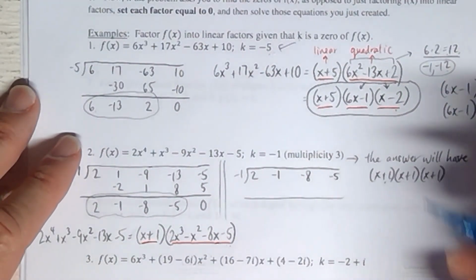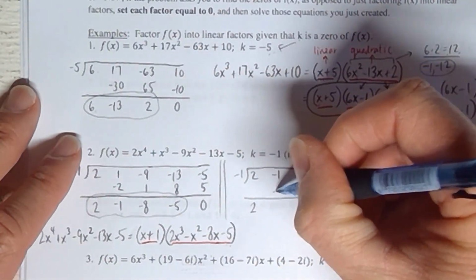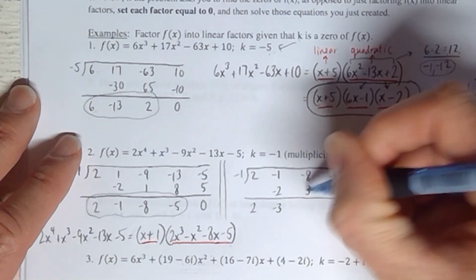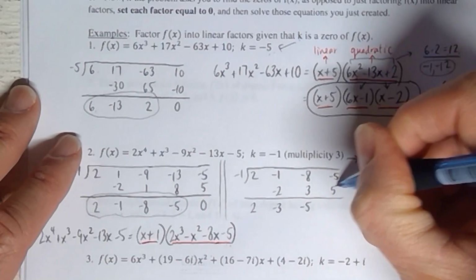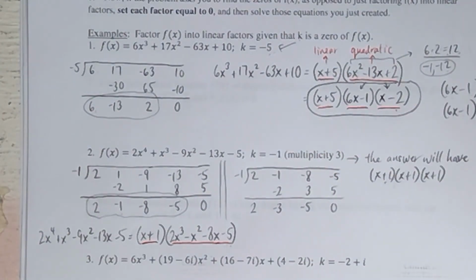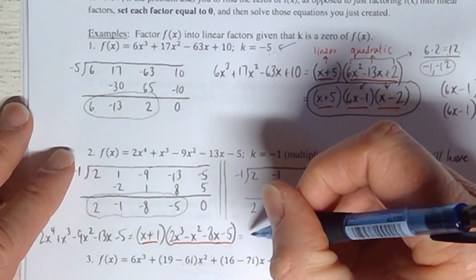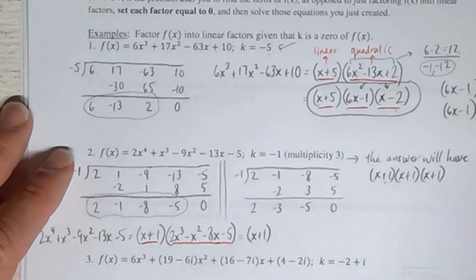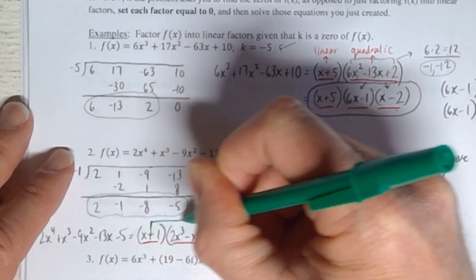All right, so let's bring down the 2. Multiply by -1, we get -2. Add, we get -3. Multiply by -1, we get 3. Add, we get -5. Multiply by -1, we get 5. And sure enough, there you go. We get a remainder of 0. So that means that this x plus 1 is still the same. It came from here.